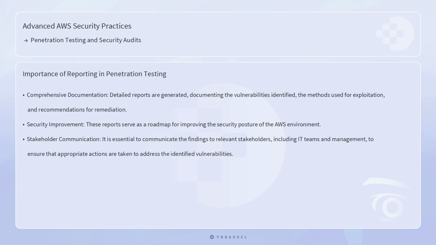Reporting is a critical aspect of penetration testing. Detailed reports are generated, documenting the vulnerabilities identified, the methods used for exploitation, and recommendations for remediation. These reports serve as a roadmap for improving the security posture of the AWS environment. It is essential to communicate the findings to relevant stakeholders, including IT teams and management, to ensure that appropriate actions are taken to address the identified vulnerabilities.